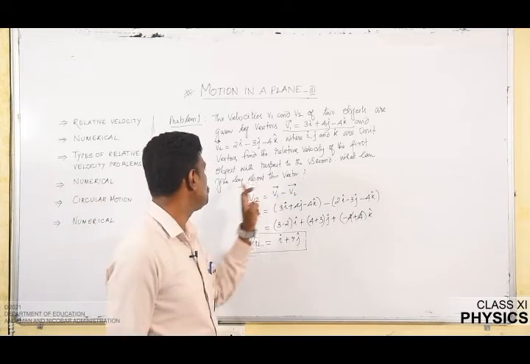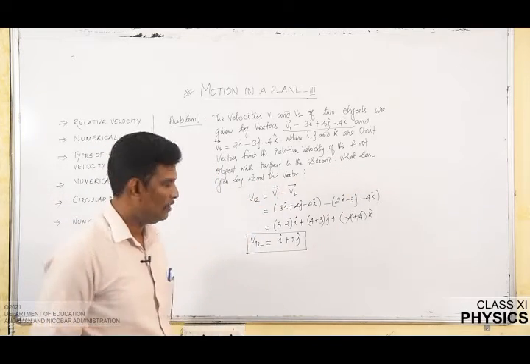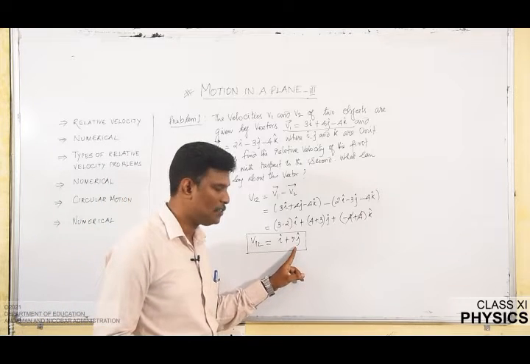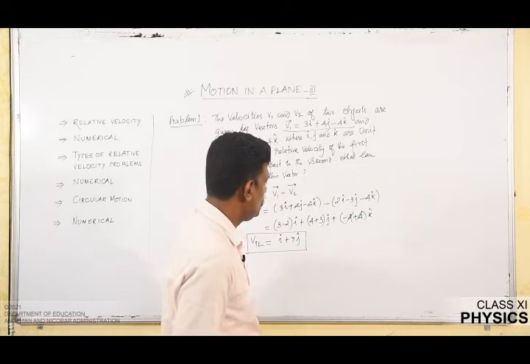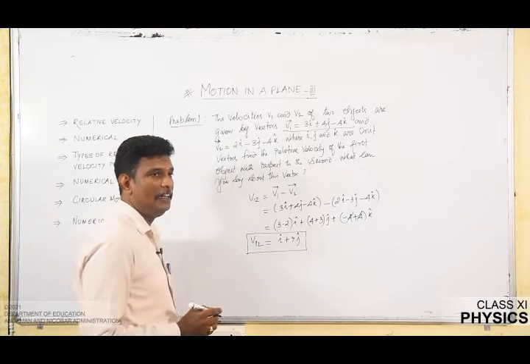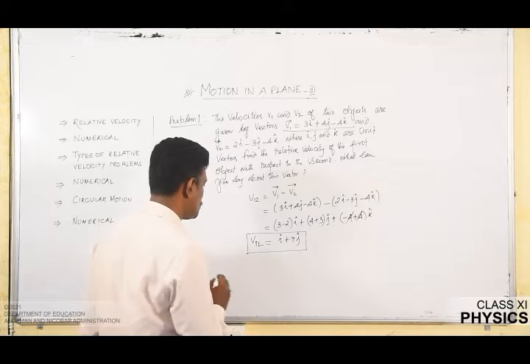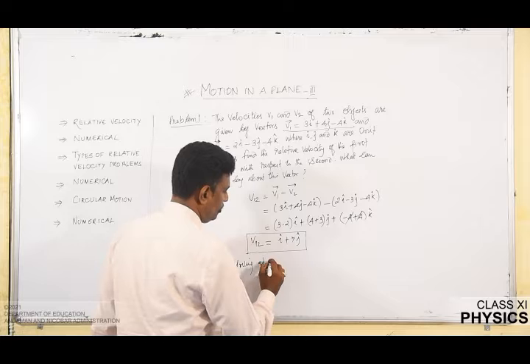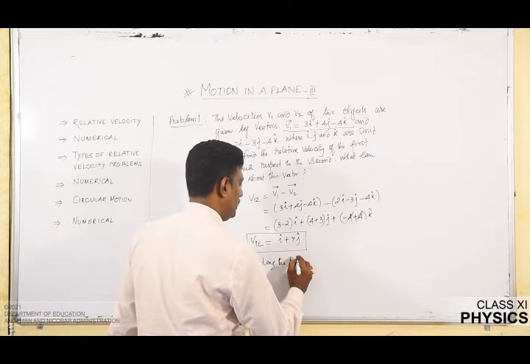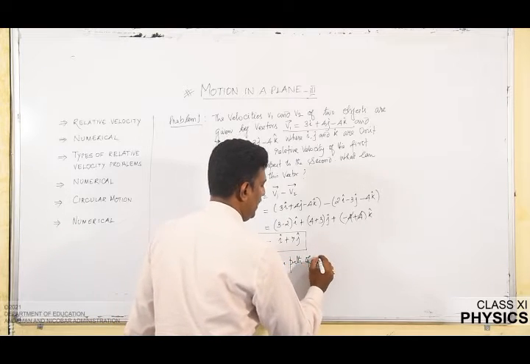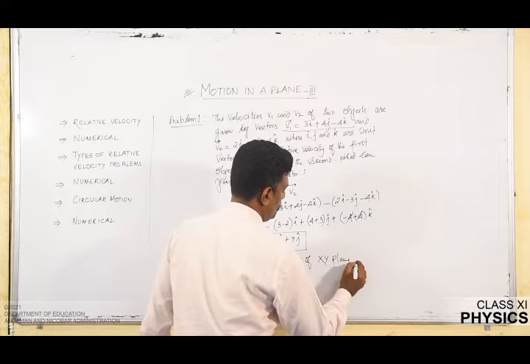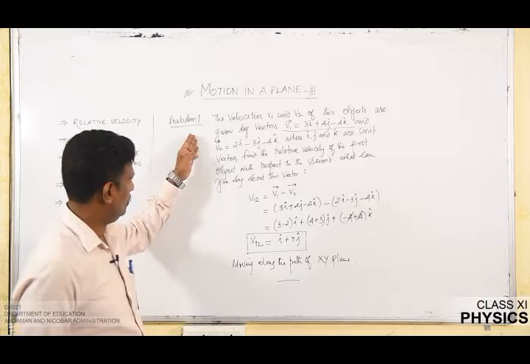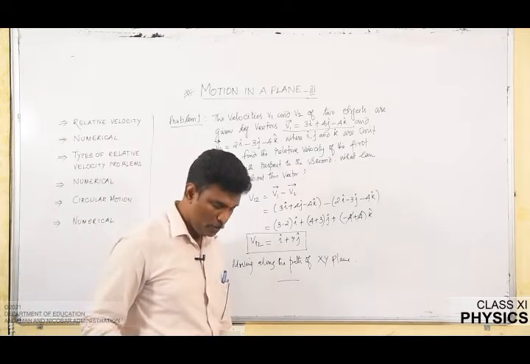Next is, what can you say about this vector? From this vector we can see that the i term is there, the j term is there, there is no k term. So we can say that it is moving along the path of the xy plane. So it was a simple question to understand the relative velocity.